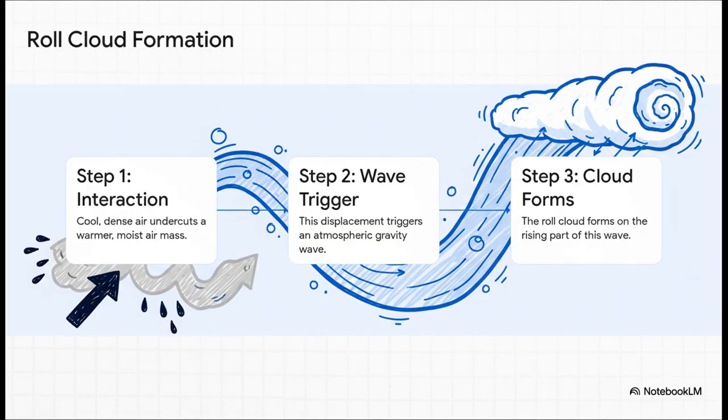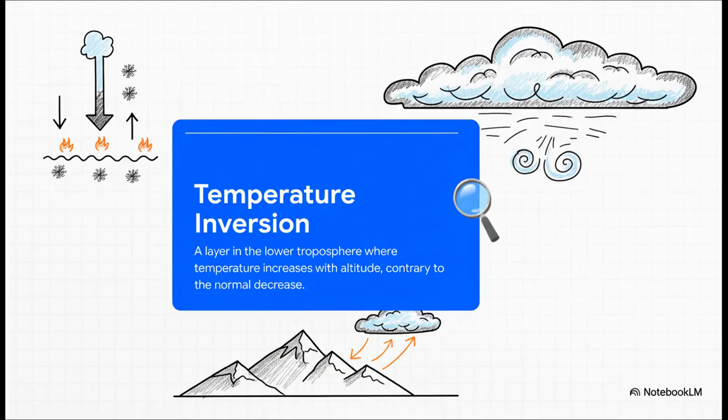So how does this whole process work? Let's look at it step by step. Step 1. Cool, dense air, maybe from a storm or a sea breeze, pushes underneath warmer, moist air. Step 2, this very collision is what triggers that atmospheric gravity wave we just talked about. And step 3, on the rising part of that wave, where the air cools and condenses, that's exactly where the roll cloud is born.